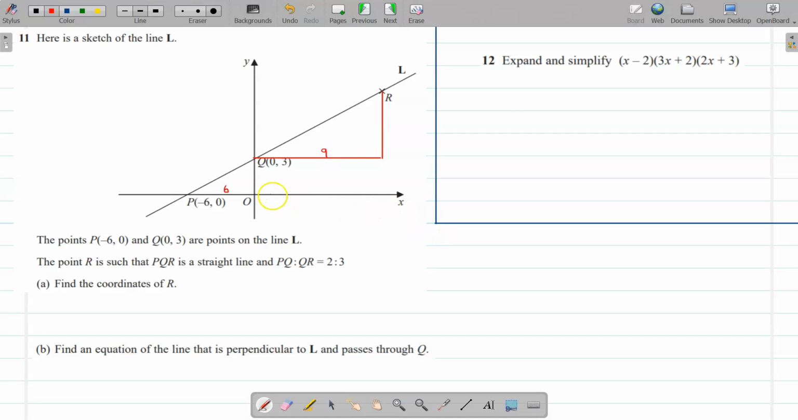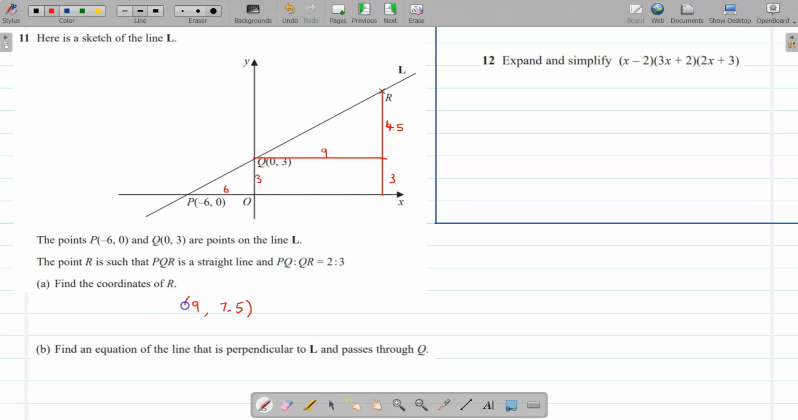To keep that ratio, and this height here is 3 because it's going up from 0 to 3. This must be 4.5. So it's quite easy to see that the coordinates of R are, well, it's 9 along and a total of 7.5 because this bit here is 3. So if I just finish that diagram off like that, then I've got a 3 and a 4.5 added together to give me 7.5 as the y coordinate. So I can see that the coordinates of R are 9 and 7.5.